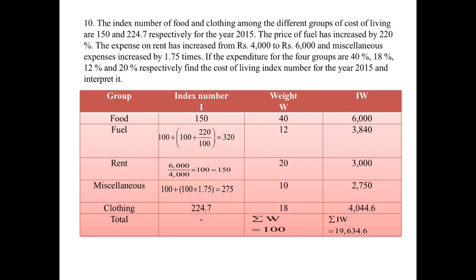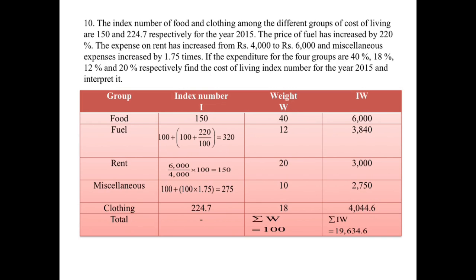Now question number 10. Index number of food and clothing among the different groups of cost of living are 150 and 224.7 respectively for the year 2015. The price of fuel has increased by 220%. The expense on rent has increased from 4,000 to 6,000. And the miscellaneous expenses increased by 1.75 times. If the expenditure for the four groups are 40%, 18%, 12% and 20% respectively, then find the cost of living index for the year 2015 and interpret your answer.